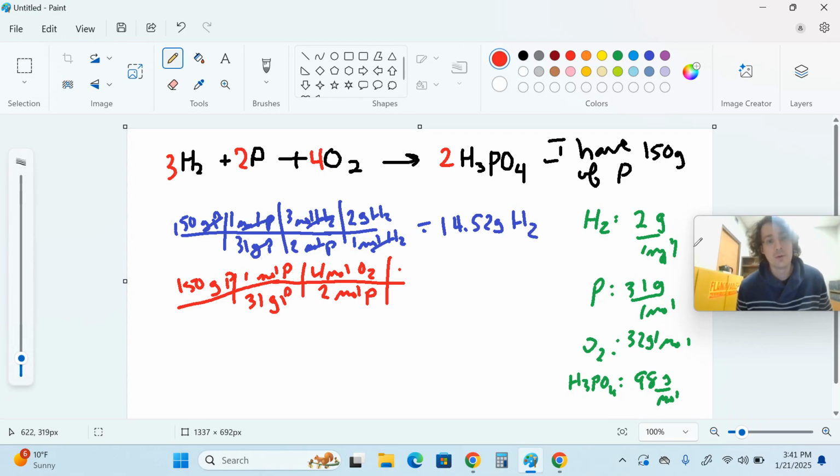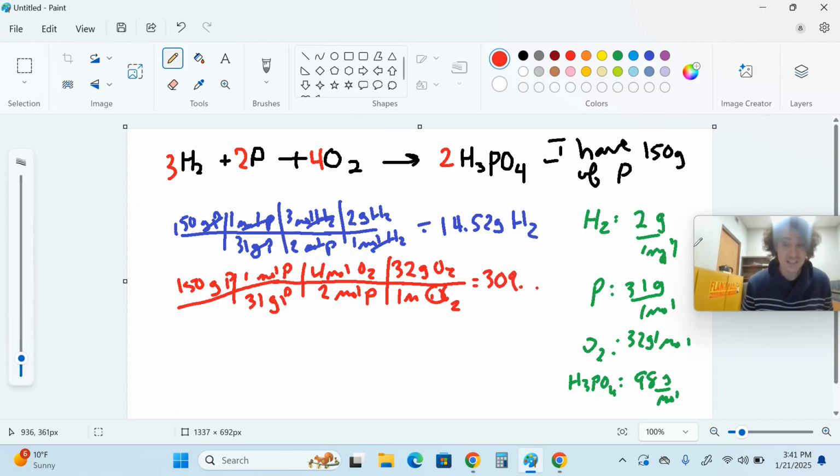So then what I'm going to do is get the molar mass of oxygen. The molar mass of oxygen is 32 grams per mole. 32 grams of O2 per mole. Oops, let's try that again. Moles of O2. Okay, and this will give us an answer of, let's see, 150 divided by 31 times 4 divided by 2 times 32. And I get an answer of, big number, 309.68. Again, I'm rounding to the hundredths place in this case, and that's grams of O2. All right, bigger number.